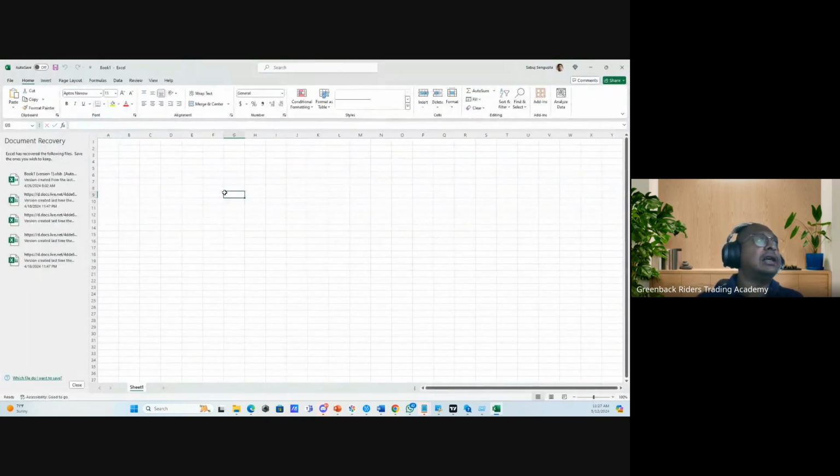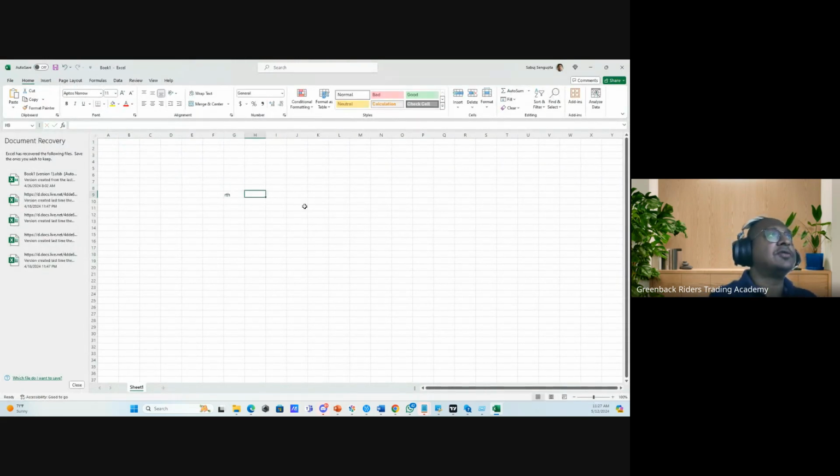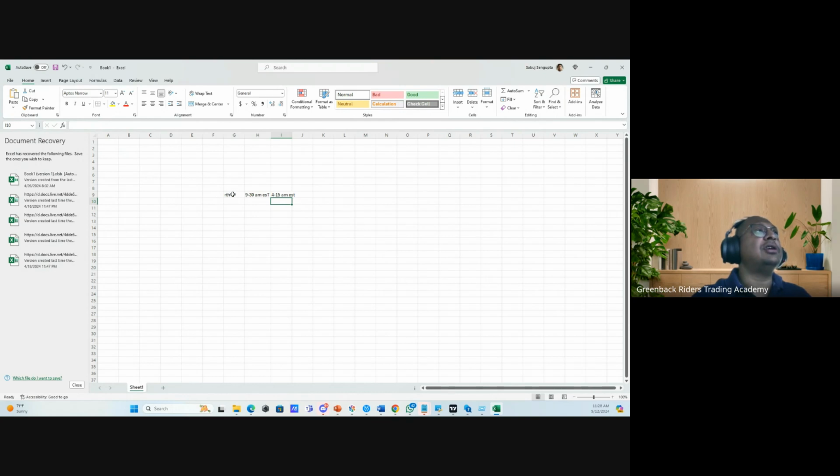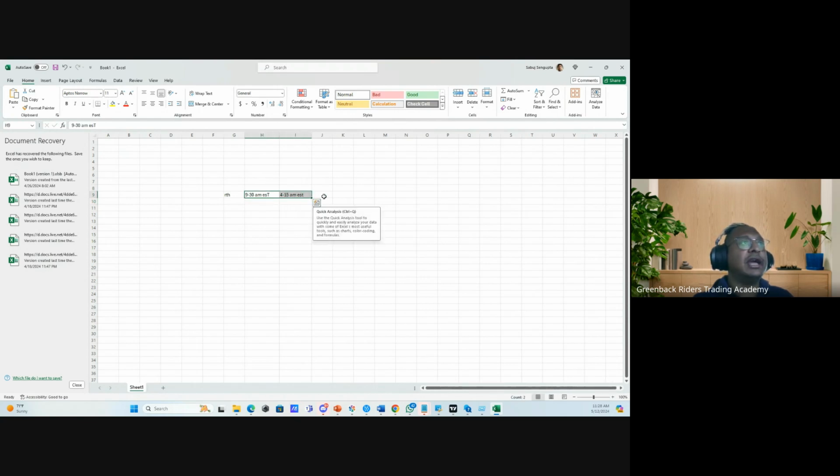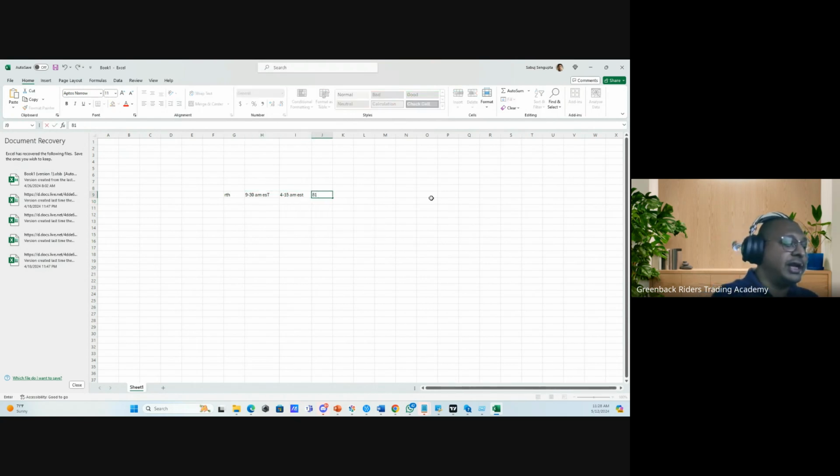Okay, so RTH starts from 9:30 a.m. EST and continues till 4:15 p.m. EST, right? So this is the RTH time. RTH means regular trading hours, and this is with respect to the New York timing, right? So if you look at this time zone, on the 5-minute chart you will get 81 bars every day, correct? So based on these two time frames, the 81 bars are formed.